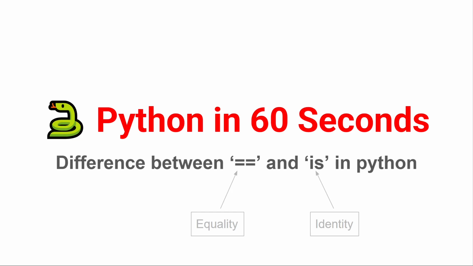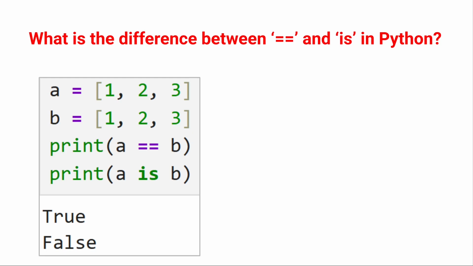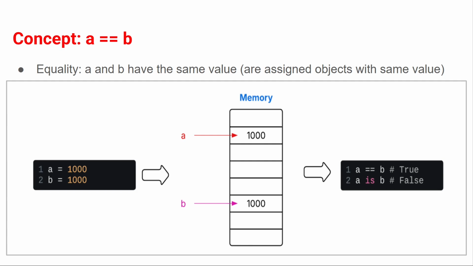Today we discuss the difference between double equals and "is" in Python. So you've probably seen this before: a == b, but a is not b here. What does that even mean? a == b means that a and b have the same value.